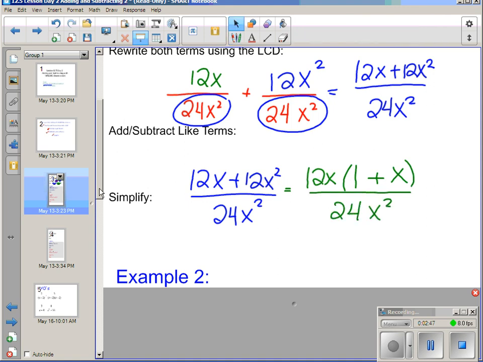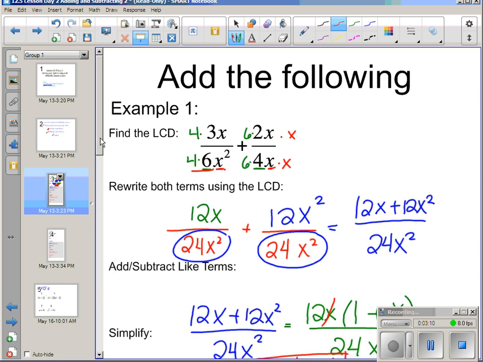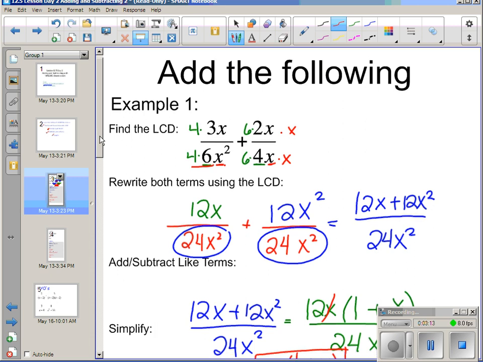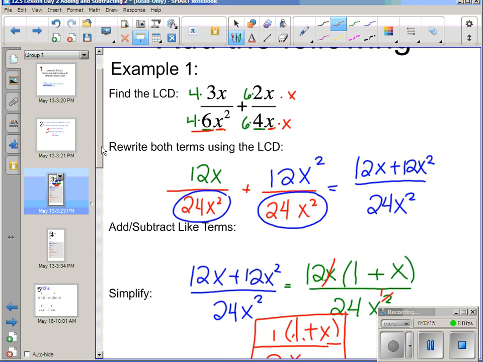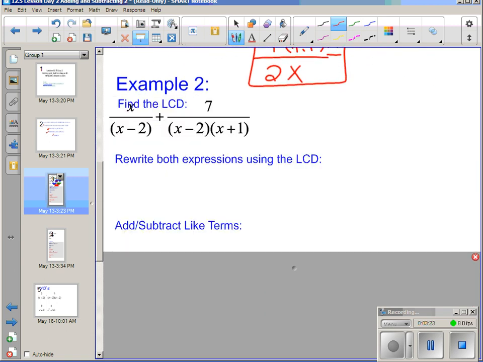So now I can cancel some things. I can cancel this x with 1 on the bottom. And 12 over 24 is the same thing as 1/2. So I'm left with a 2x on the bottom, and I'm left with 1 times 1 plus x on top. So don't forget to be able to simplify. Again, the steps are find the least common denominator, and this one's a little bit tougher to find. Get your common denominator and add across the top, and then don't forget at the end to factor and simplify. All right, so we're going to do one more adding.